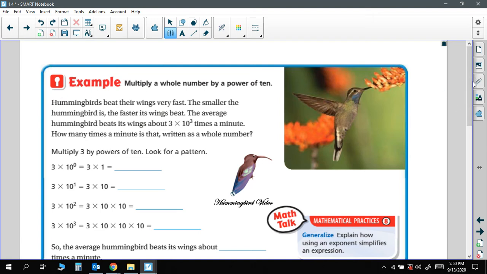I thought this one's really neat. I love this hummingbird here. And I found this really cool hummingbird video. Actually, I think Mrs. Lewis found it and she shared it with me, and it's really neat. So I wanted to share it with you guys in a second, but let me read this first.